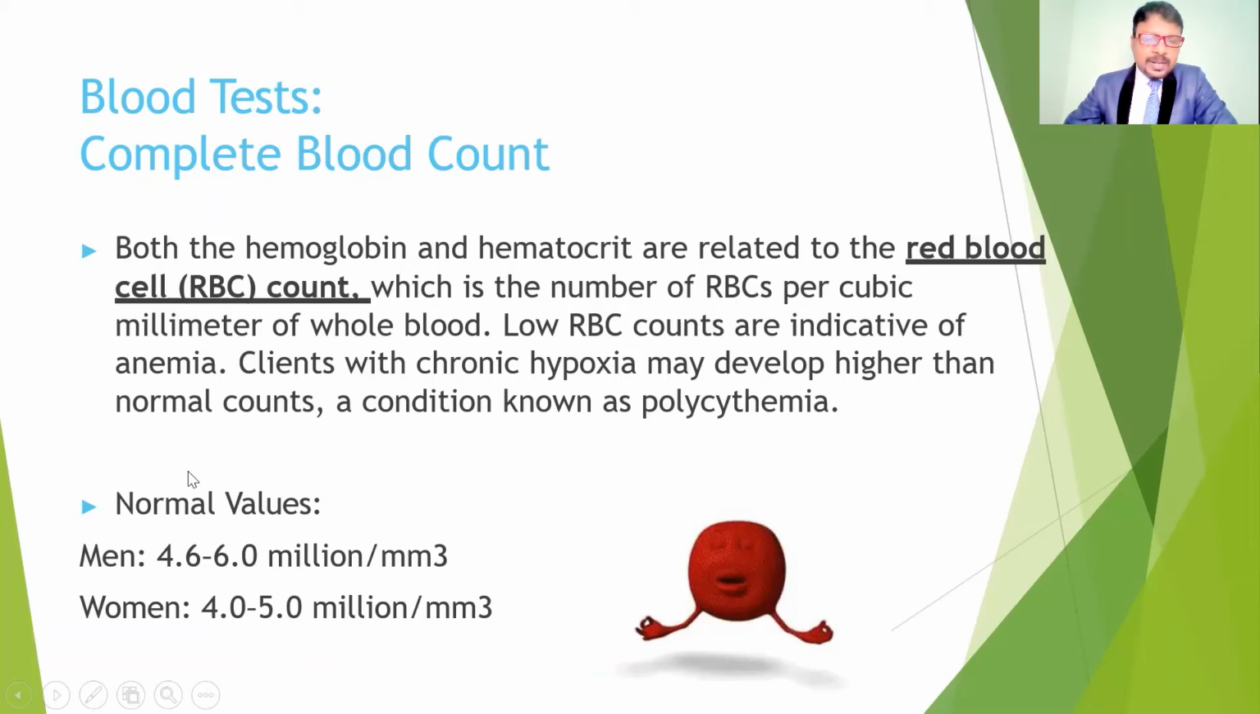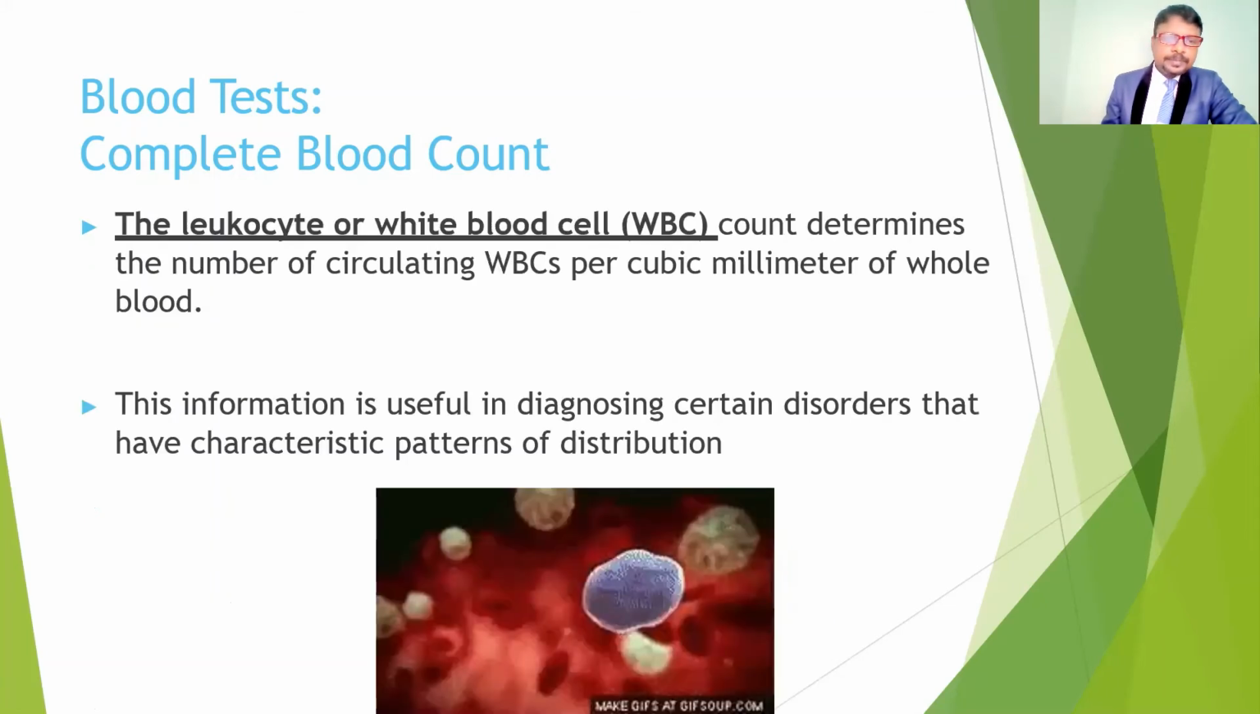So what are the normal values here? For men it is 4.6 to 6 million per cubic millimeter, and in women it is 4 to 5 million. So this is the normal value. If it is less than 4 million, they may have decreased red blood cells, so they may get anemia.